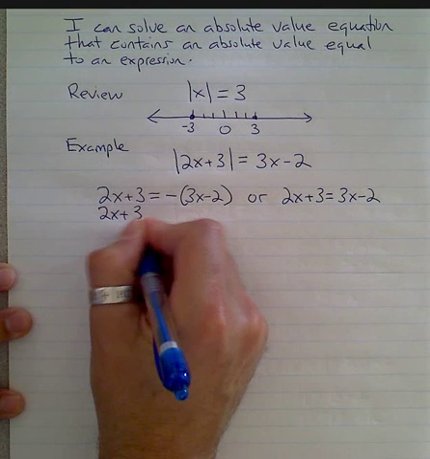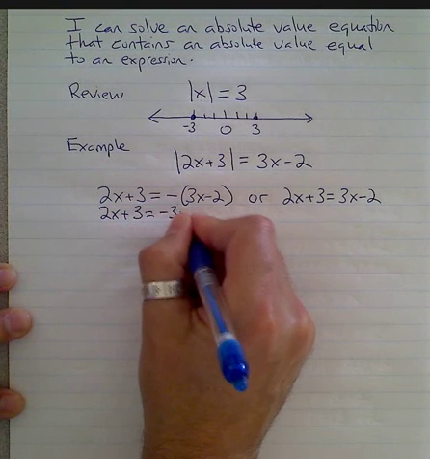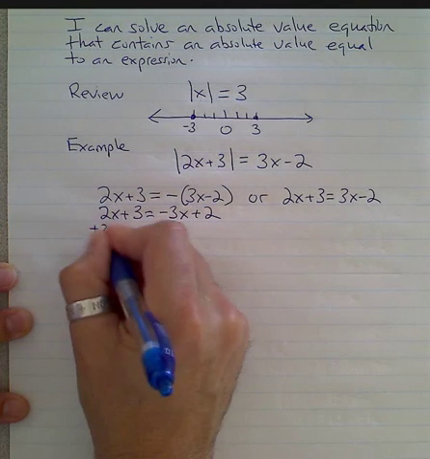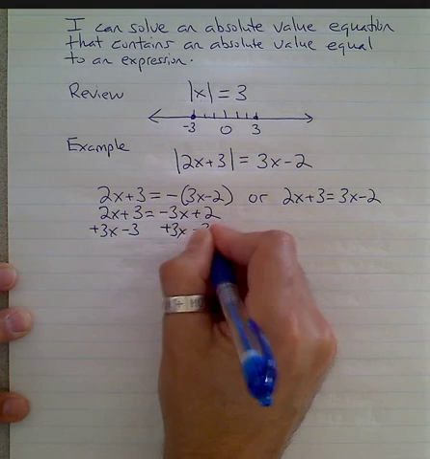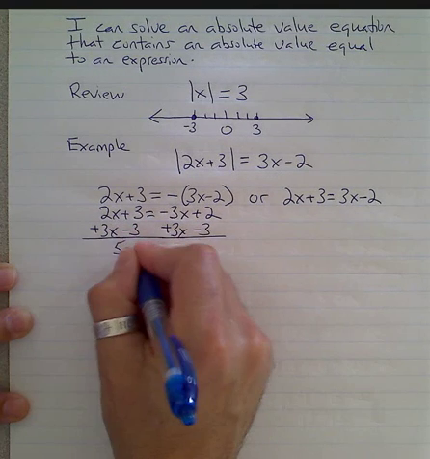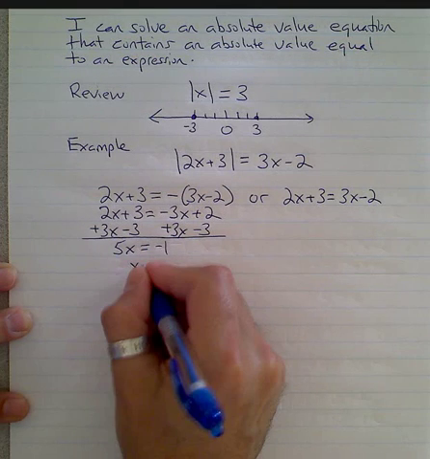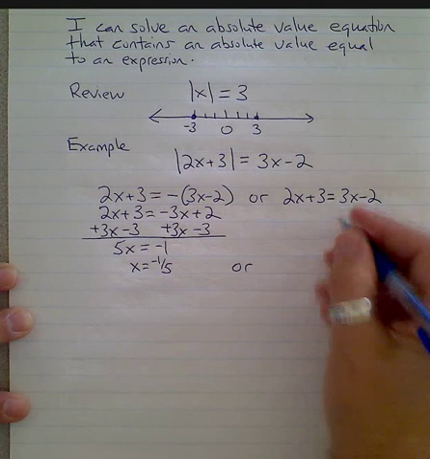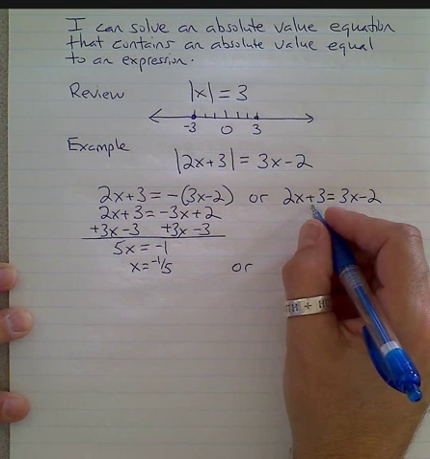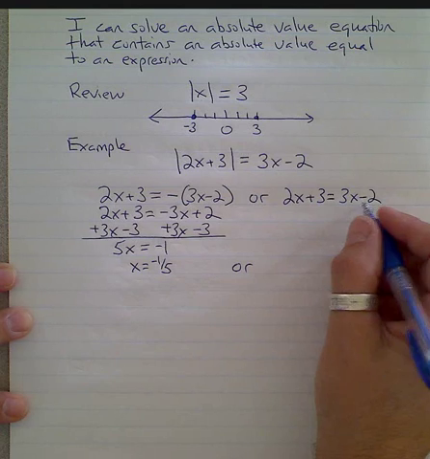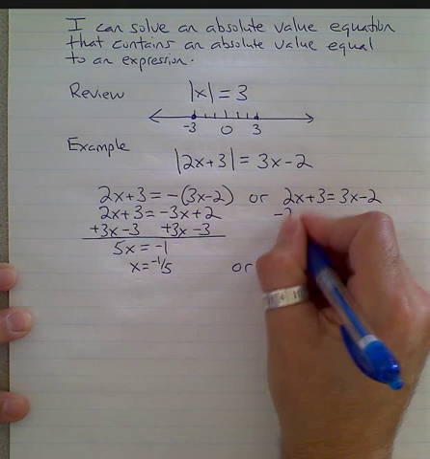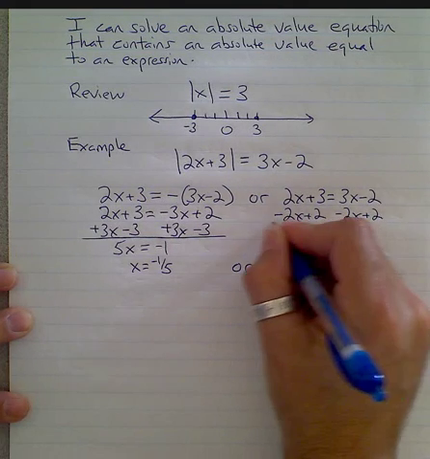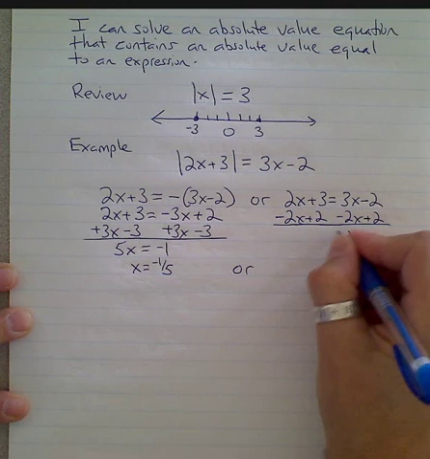Continuing to solve these equations, we distribute our negative sign. We isolate our x. And we find that 5x equals -1, so x will equal -1/5. Or, when we take what's inside the absolute value bars equal to the positive value, which is to the right of 0, we have x equals 5.